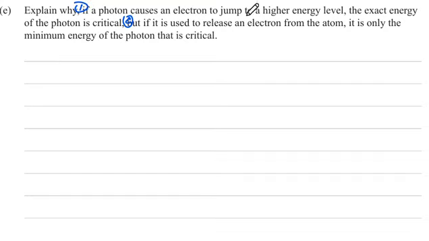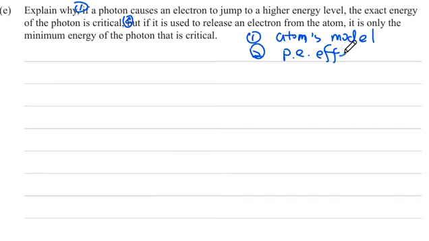A photon causes an electron to jump to a higher energy level, and it has all to do with the atom. The first part is about the atom model, and in class we focus on the Bohr model of atoms. And part 2 has everything to do with the PE effect, the photoelectric effect. Both of the topics are covered in chapter 11. Okay, now let's look at the first one.